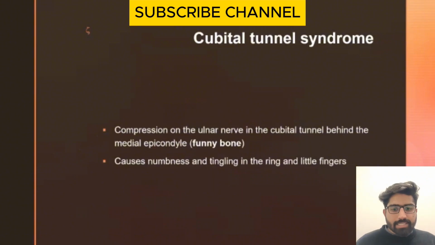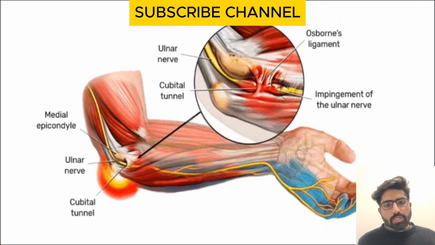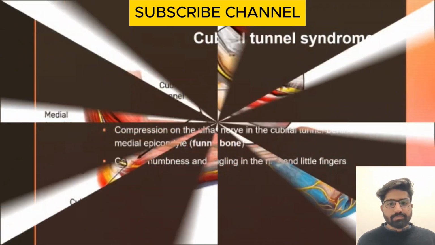And in cubital tunnel syndrome, there is compression of the ulnar nerve in the cubital tunnel behind the medial epicondyle, which is also called the funny bone. It can cause numbness and tingling in the ring and little fingers, which is the area that the ulnar nerve supplies. So this is the cubital tunnel area where the ulnar nerve can get damaged or injured, leading to impingement of the ulnar nerve, which will lead to numbness and tingling sensations.